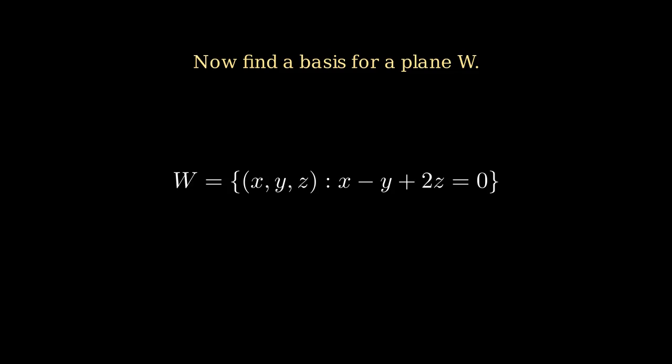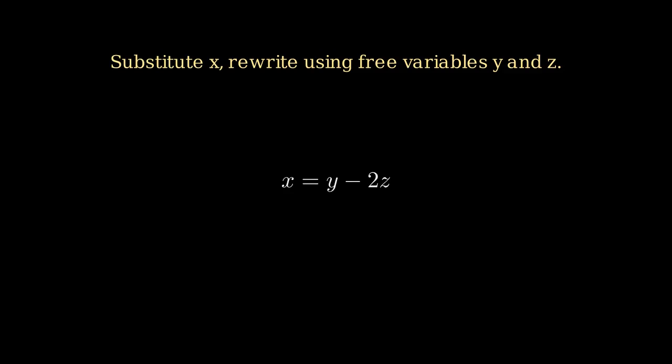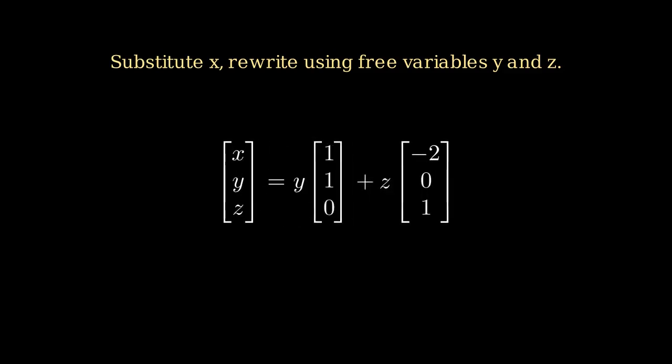Finding a basis for a plane W living inside the real numbers cubed, defined by one equation, x minus y plus 2z equals 0. Solve for the dependent variable, x. Rearranging gives x equals y minus 2z. Substitute this back into the general vector. The vector x, y, z becomes y times the vector 1, 1, 0 plus z times the vector negative 2, 0, 1, since x, y, and z are now written purely in terms of the free variables y and z.